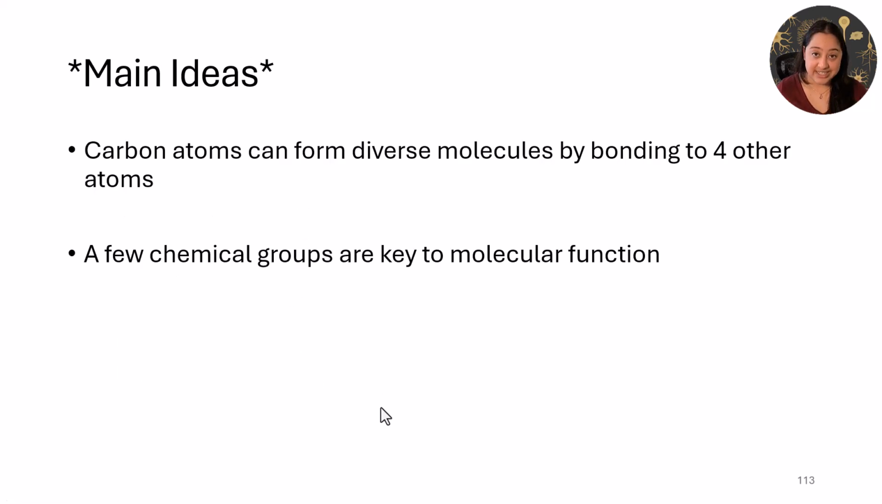So the main ideas from this part of the lecture are that carbon atoms can form very diverse molecules because they can bond to four other atoms, and that there are a few chemical groups that are really important to molecular function. And that's it for lecture 2.